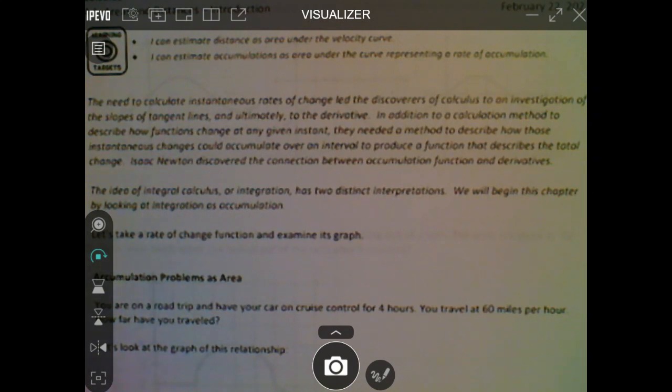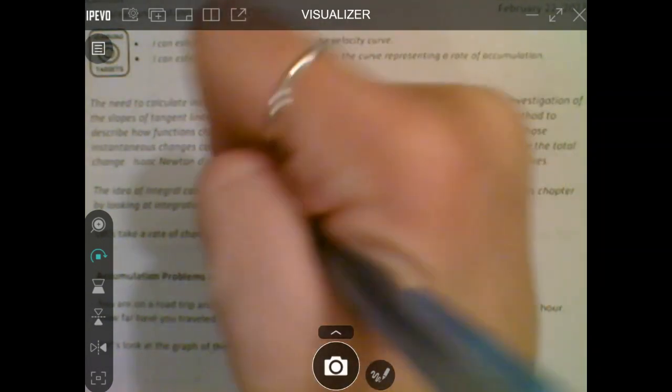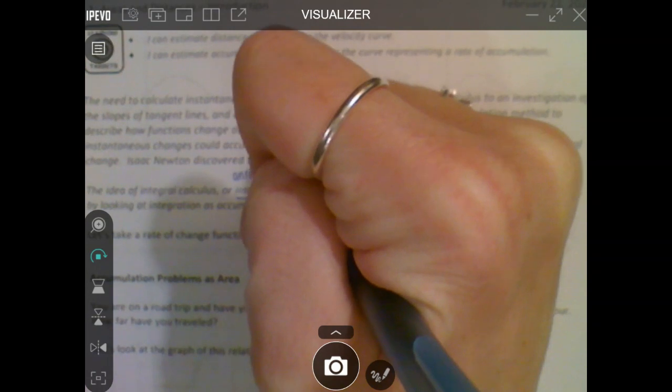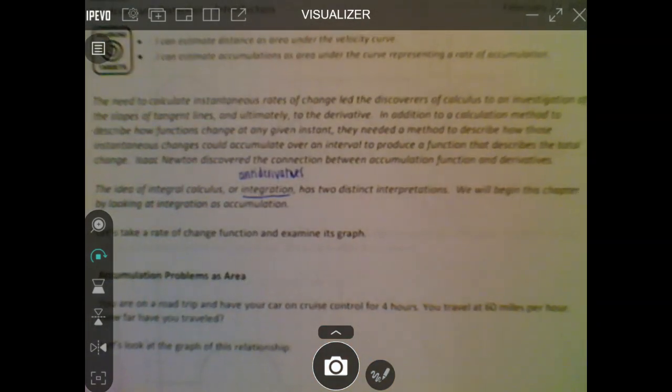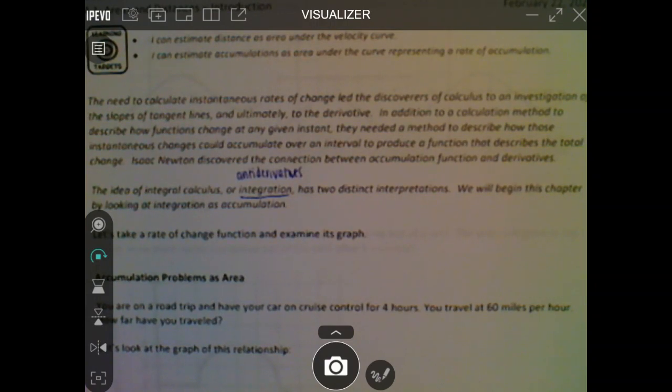So Isaac Newton actually was the one that discovered the connection between the accumulation function and derivatives, which is this idea of integral calculus or integration. And this idea of integration has to do with the antiderivatives that we've been talking about. So we're not going to be talking about antiderivatives today, but just know that there is that connection there. So today we're going to talk about this idea of accumulating values over an interval.